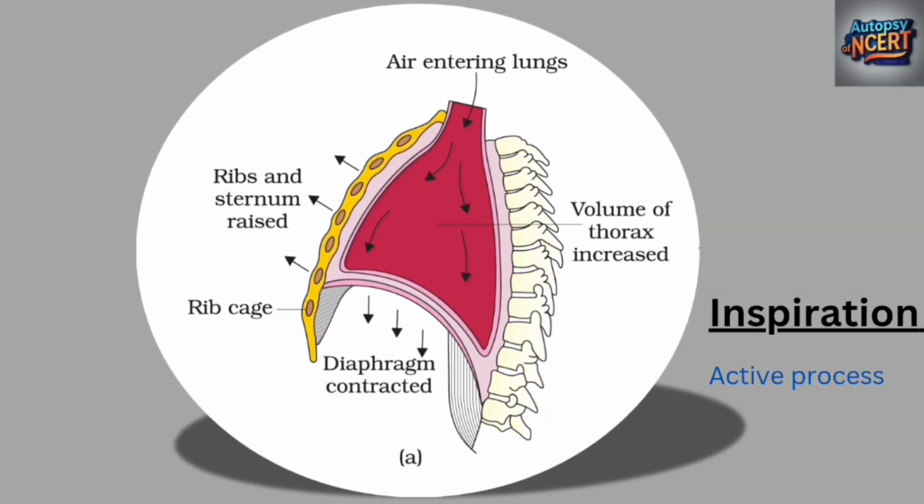Inspiration. Ribs and sternum raised and diaphragm contracted. So, volume of thorax increased. That's why air enters the lungs.